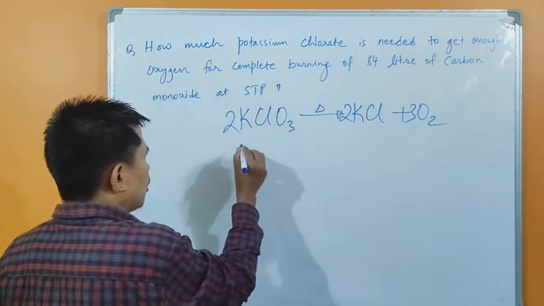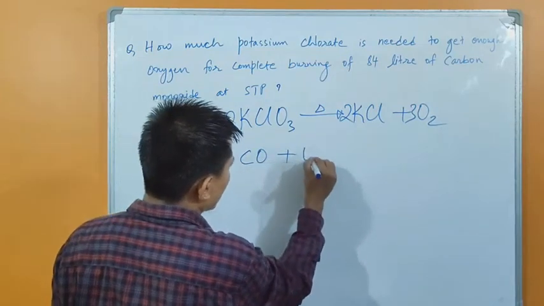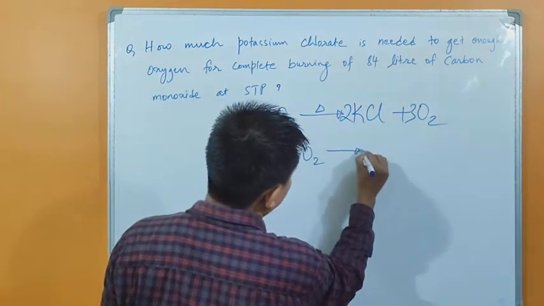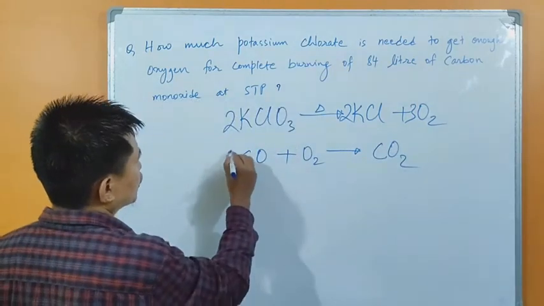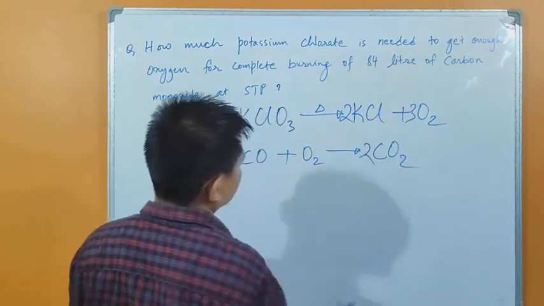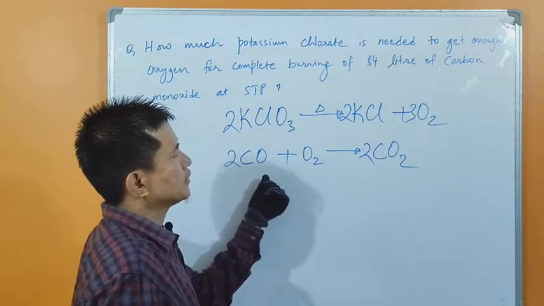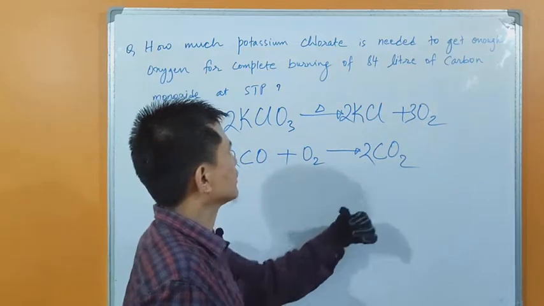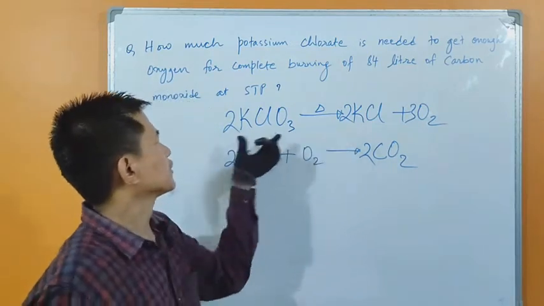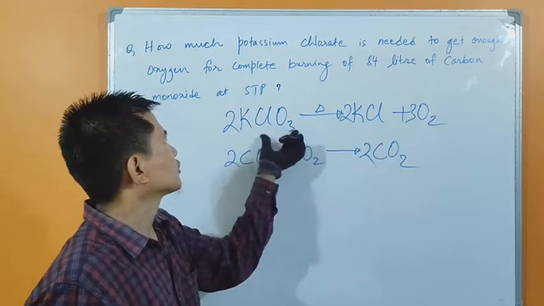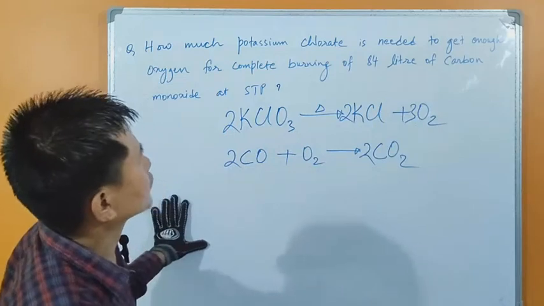Now, carbon monoxide burns in oxygen to produce carbon dioxide gas. Okay, now let us balance this chemical equation. 2CO, 2CO2. 2 oxygen, 2 oxygen. 4 oxygen on the left hand side, 2 times 2 is 4 oxygen on the right. 2 carbon, 2 carbon. Equation is balanced. For the first equation, 2 potassium, 2 potassium, 2 chlorine, 2 chlorine. Oxygen is 2 times 3 is 6 and oxygen is 6. Okay, the equation is balanced.